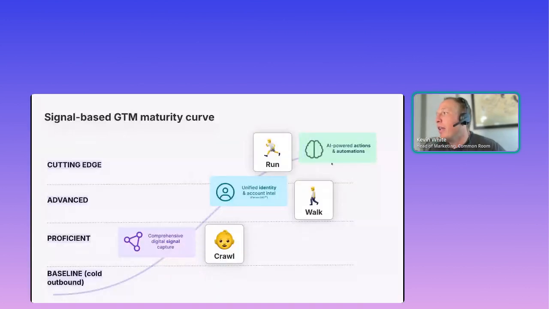And the last thing that we see other companies doing on the more advanced side of things is, okay, you're doing these two things. You're capturing signal, and you're pretty confident of the person and the account behind those signals. Then how can we use AI and automations, and how can we make that whole action layer much easier for our go-to-market team? This is a maturity curve that you can use to gauge where you are within your signal-based approach.